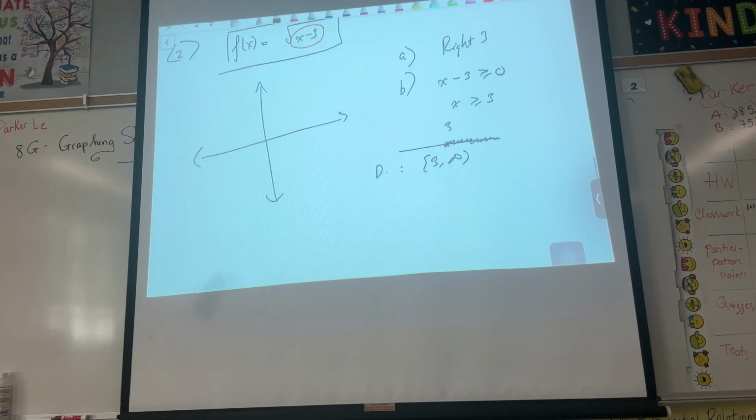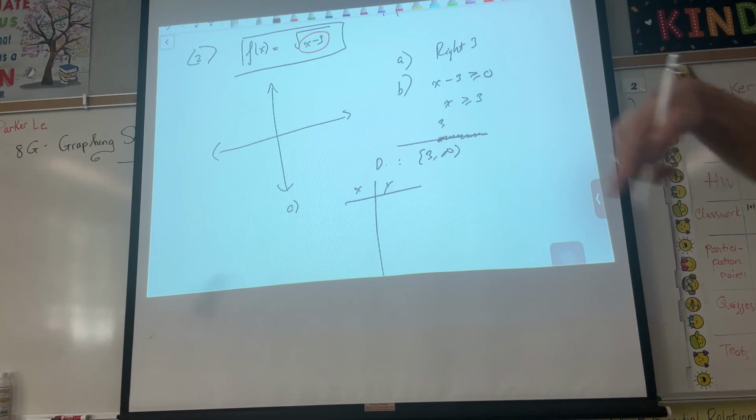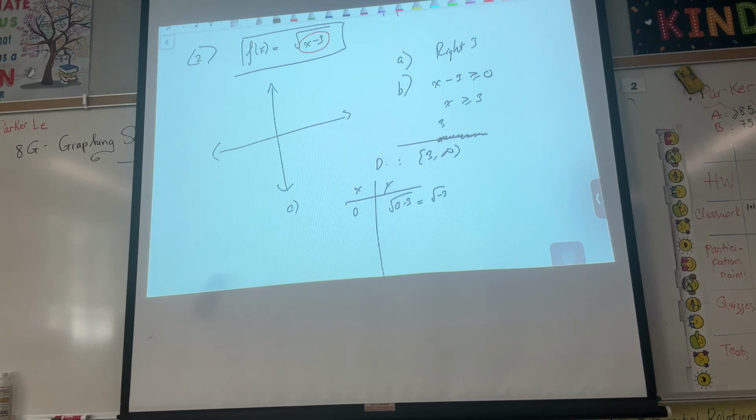Now T table. T table is now a little bit different. What number should I choose? Is 0 good? Remember, we want the whole inside of the square root to be 0, 1, 4, not the x. If I choose 0 for x, then I have 0 minus 3, the square root of negative 3. This is undefined. So it's not 0. We want the inside to be 0, 1, 4, not the x. So, okay, 3. Very good.